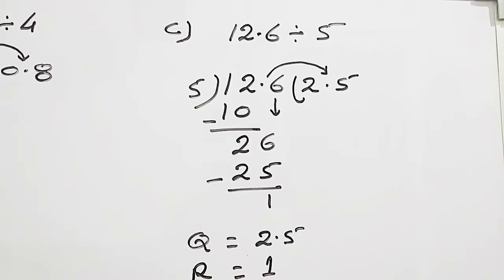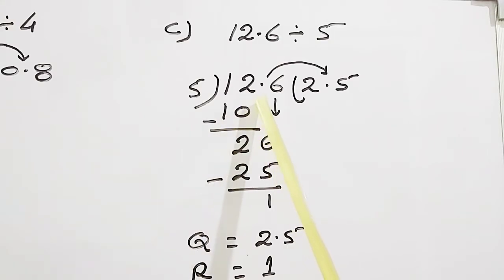Question number C. 12.6 divided by 5. Divisor is 5, written on the left side of the division sign, and the dividend is 12.6. If we take the first digit of the dividend, it is 1. 1 is less than 5. So we take 2 digits. When we take 2 digits, it is 12. 5 when taken 2 times gives 10, which is less than 12. Subtract 10 from 12, it is 2.